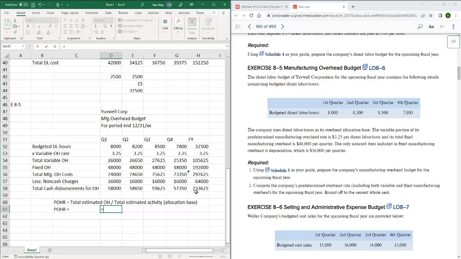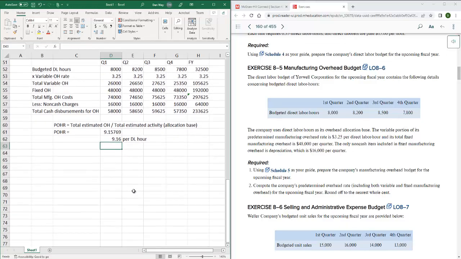Now be careful here, it's not just the cash portion, it's the total overhead. So 297,625, let my cursor kind of hover there, divided by the total budgeted labor hours for the year of 32,500. So my predetermined overhead rate that I would then use to apply overhead throughout the year, we're supposed to round to a cent here, $9.16 per direct labor hour.